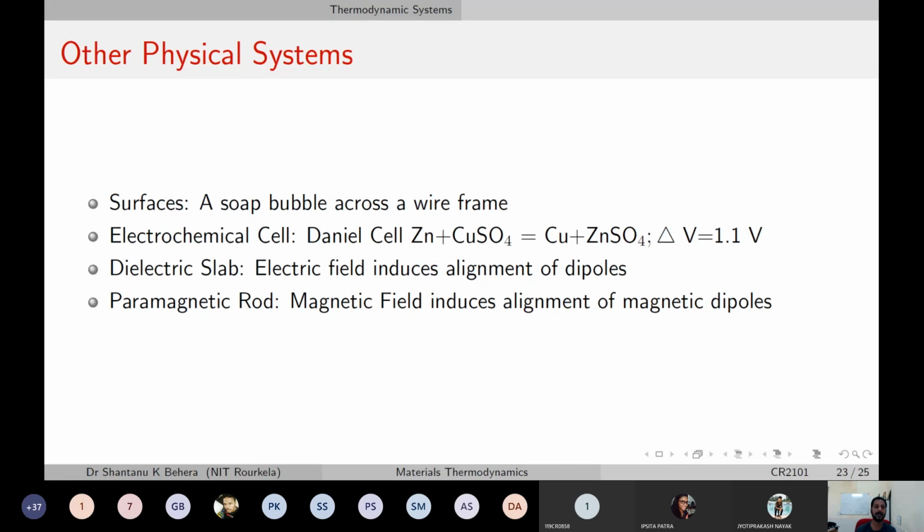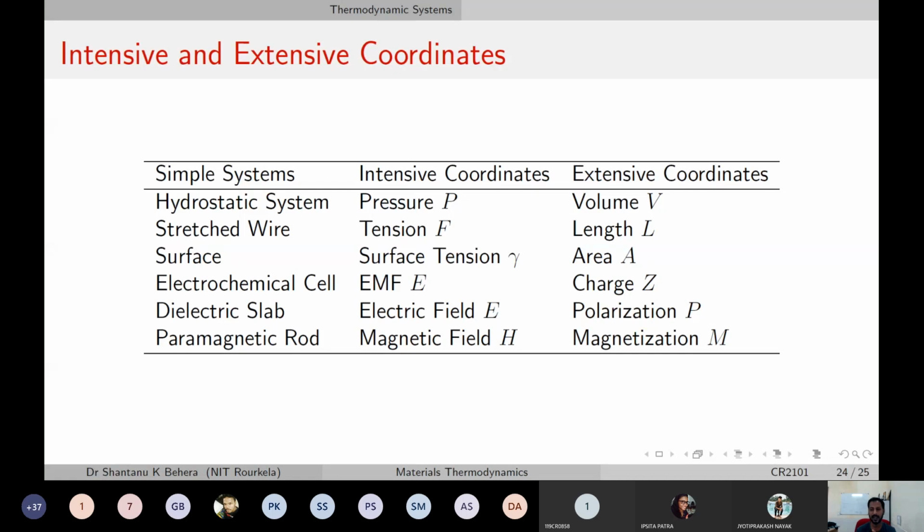So here in the next slide, I made a list of some of these intensive and extensive coordinates, and I would like you to think really deep, going away from the typical pressure-volume system. This is the hydrostatic system that we always talk about when you talk about thermodynamics.